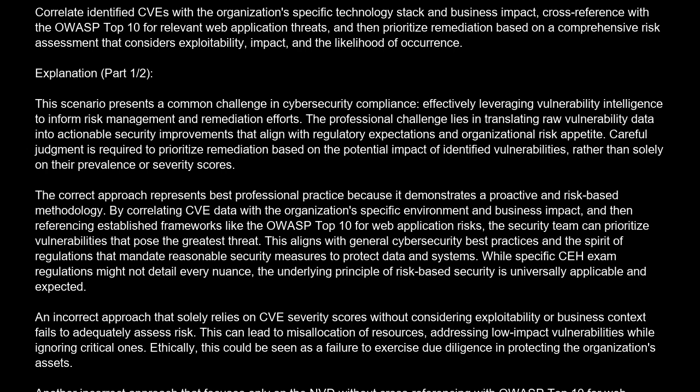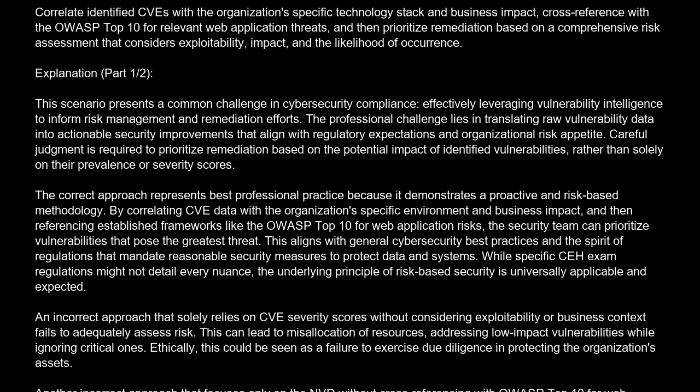Explanation. This scenario presents a common challenge in cybersecurity compliance, effectively leveraging vulnerability intelligence to inform risk management and remediation efforts. The professional challenge lies in translating raw vulnerability data into actionable security improvements that align with regulatory expectations and organizational risk appetite. Careful judgment is required to prioritize remediation based on the potential impact of identified vulnerabilities, rather than solely on their prevalence or severity scores.